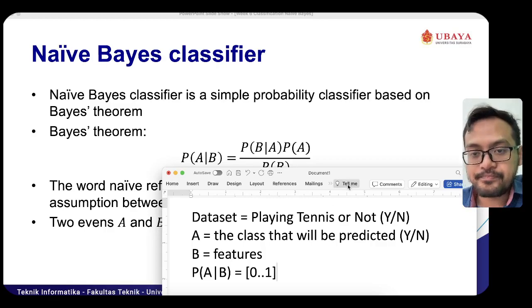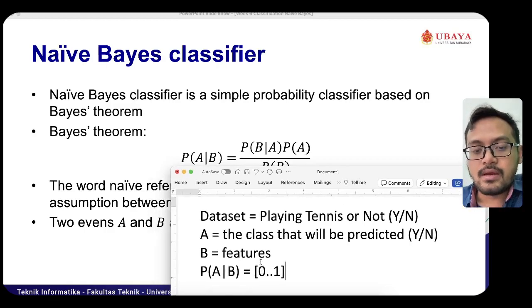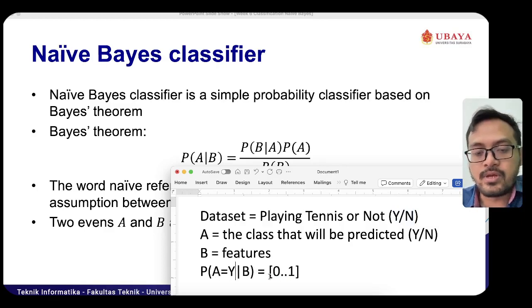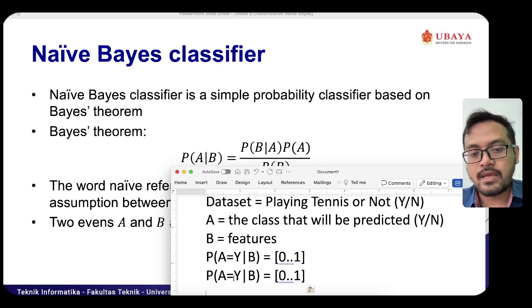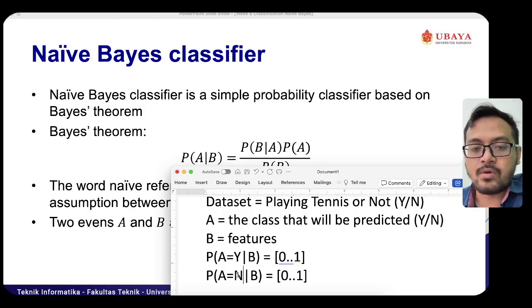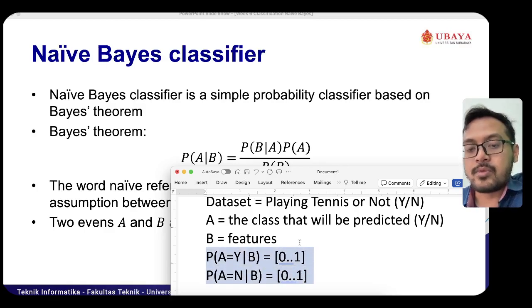So P(A given B) will be a number in the range of 0 to 1, right? As you can see here, the output for the naive Bayes classifier will be the probability. If we have two different labels, yes or no, we will have two different calculations here: A equals Y and A equals N. So we will have two different probability values in naive Bayes classifier.